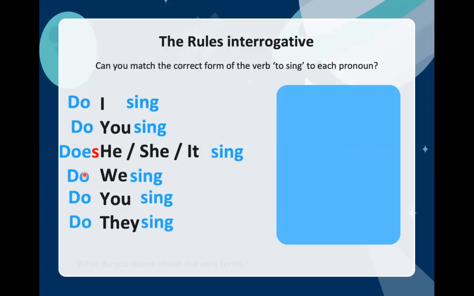All right, did you notice anything? Yes, that in third person, we change the auxiliary to does. We're just adding the S. All right, guys, let's continue.